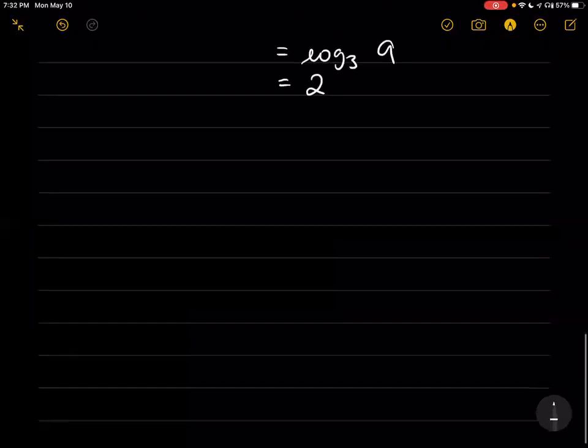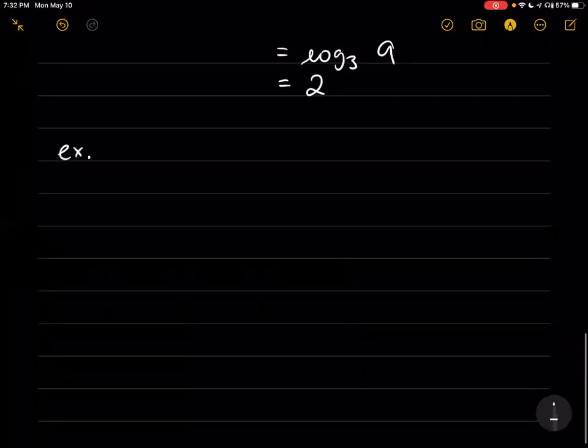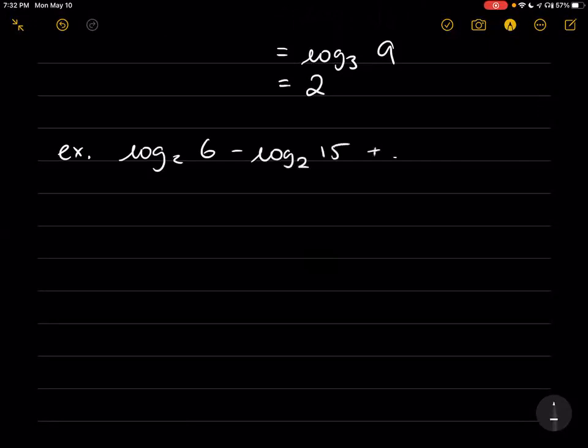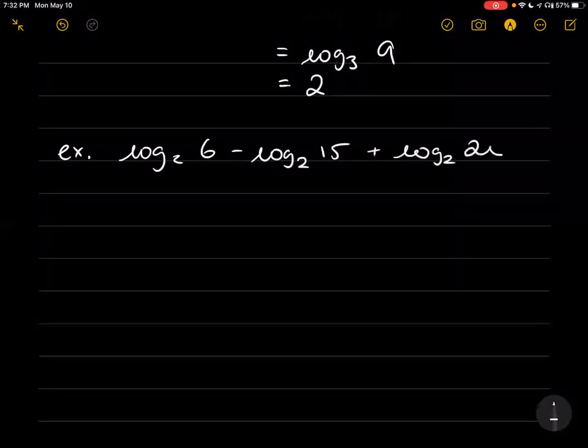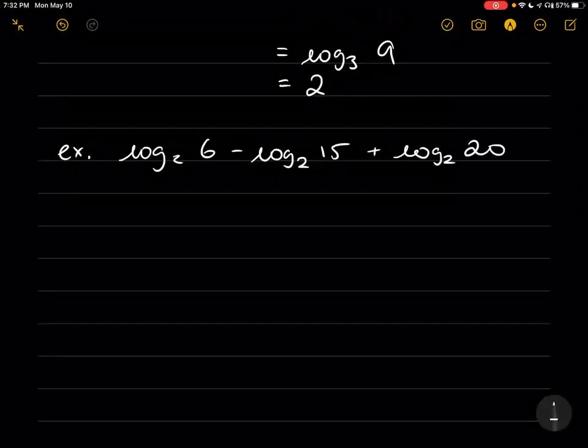All right, let's look at maybe a more complicated example. Let's say we wanted to simplify something like log base 2 of 6 minus log base 2 of 15 plus log base 2 of 20. Well, let's go ahead and combine that subtraction. So we get log base 2 of 6 over 15 plus log base 2 of 20.